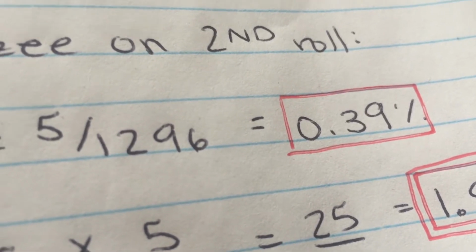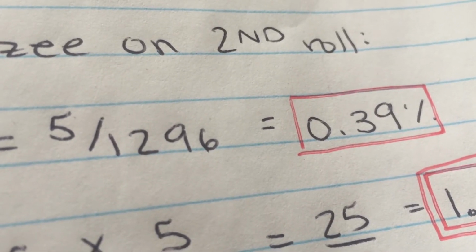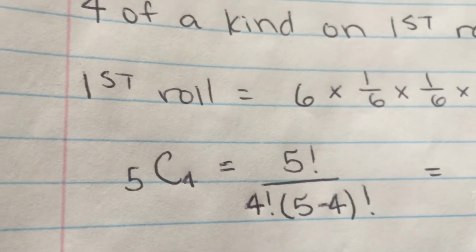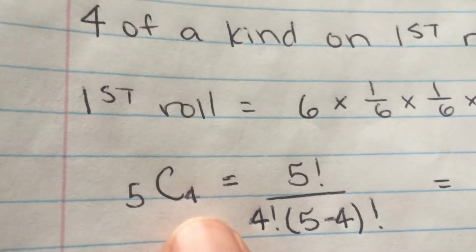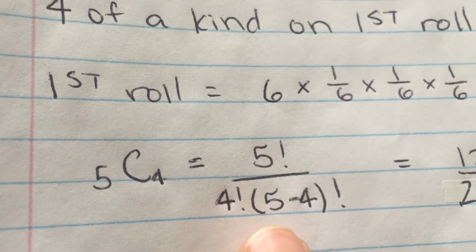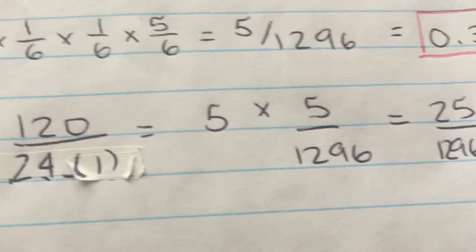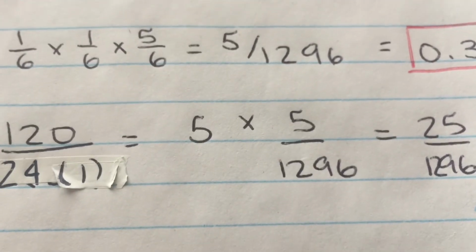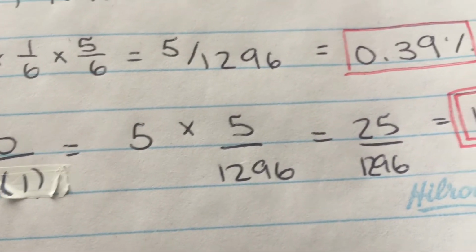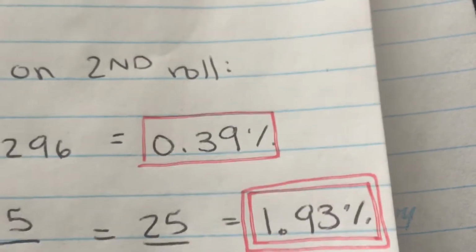But, like I said before, the order does not matter. So that is only if the order is 4 of a kind first, then your other die. So we have to bring combinations in. For the combination here, you have 5 dice, and you choose 4. You choose your 4 of a kind. So that gives you 5 factorial over 4 factorial times (5 minus 4) factorial, or 120 over 24. But you have to multiply it by the probability of rolling a 4 of a kind, which is 5 times 5 over 1,296, or a 1.93% chance of rolling a 4 of a kind.